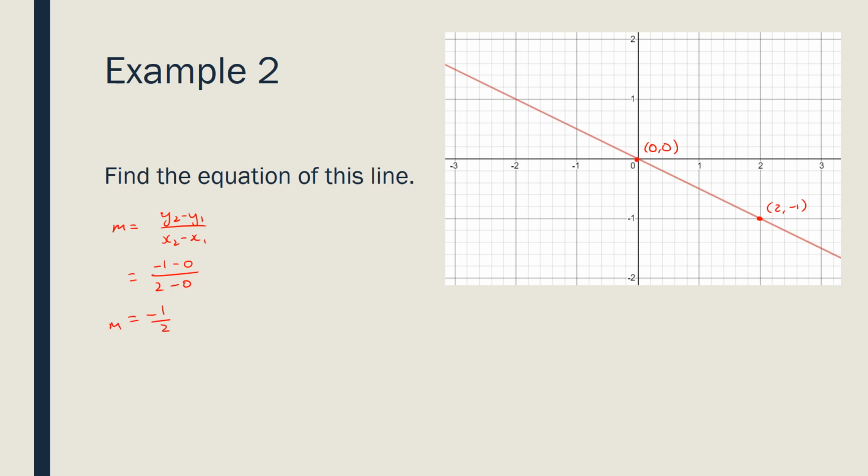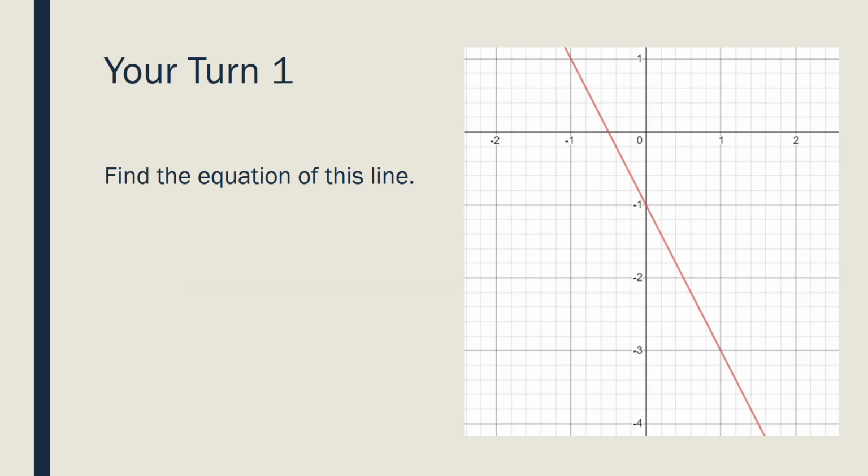You can check that by looking at your graph and seeing if it makes sense. So remember, our gradient is our rise over run. So we can see that it's rising minus 1, so it's actually the opposite of rising 1, and then it's running 2. So we can see that that gradient is going to be correct. Now, our y-intercept is very easy. It intercepts at the point 0. So we then get the equation y equals minus a half x plus 0. So we can simplify that to y equals minus a half x. And that's our answer.